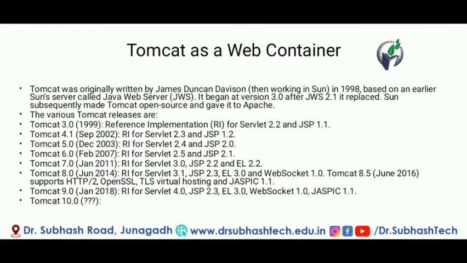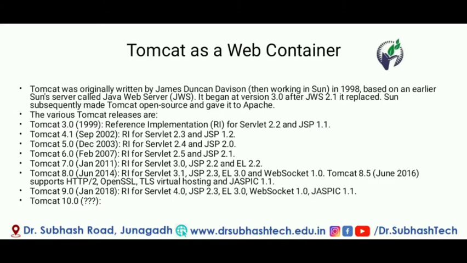Now these are the versions. There are different versions of Tomcat available. Tomcat was originally written by James Duncan Davison, then working at Sun Microsystems in 1998, based on an earlier Sun server called the Java Web Server. It began at version 3.0 after JWS 2.1, and it replaced JWS 2.1. Sun subsequently made Tomcat open source and gave it to Apache.